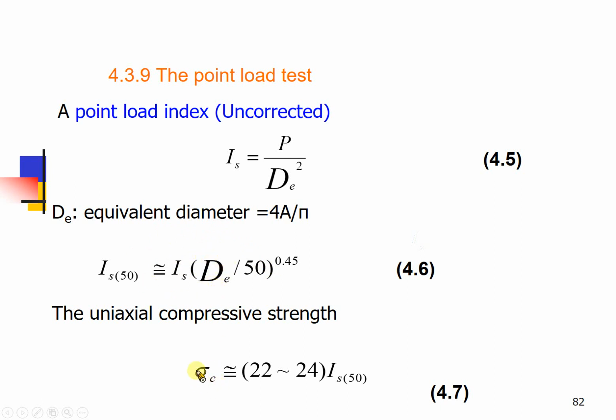And the uniaxial compression strength will roughly equal 24 times the corrected point load index. Okay? So the Is50 will be the corrected point load index. So I could give you a question in my examination. What is the point load test? How to get the uniaxial strength from the point load test? Okay?